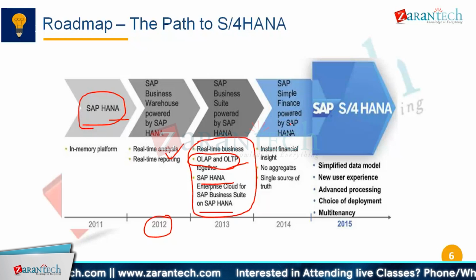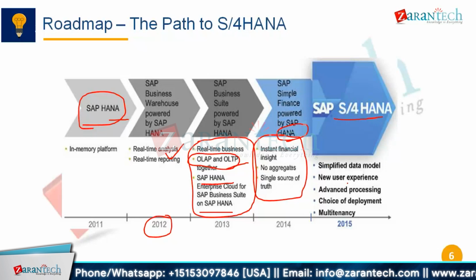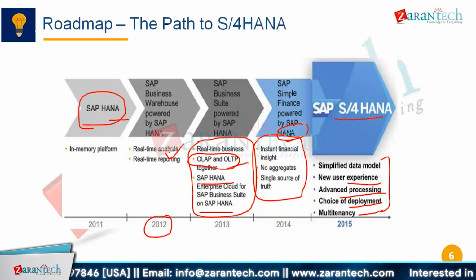SAP Simple Finance, powered by SAP HANA, with instant financial insight, no aggregates, single source of truth. So these are the new changes. And even the ERP system will run on the HANA database. Okay, SAP S/4HANA. So simplified data model, user experience, advanced processing, choice of deployment, multi-tenancy. These are a couple of the benefits we have.